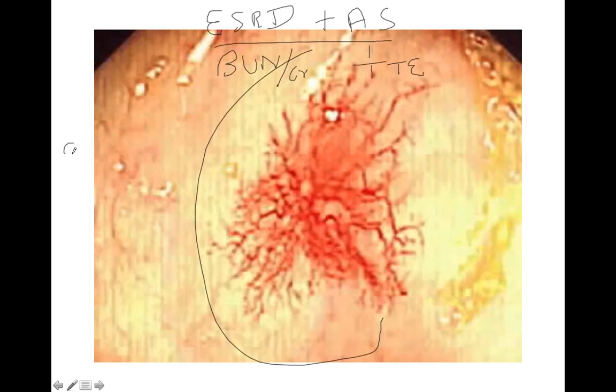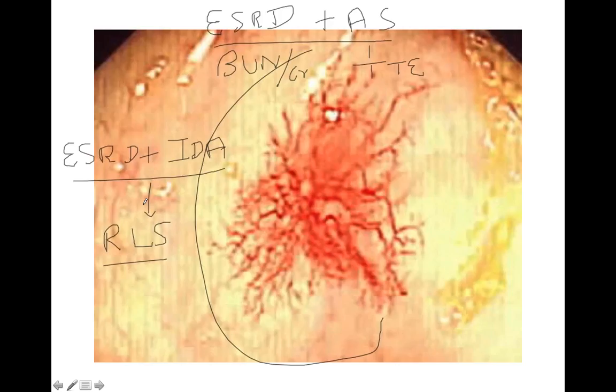End-stage renal disease plus iron deficiency anemia, it is associated with which disease? Can you tell me? Any idea? It is restless leg syndrome. So end-stage renal disease plus aortic stenosis is angiodysplasia, and renal failure plus iron deficiency anemia is restless leg syndrome. That is neurology stuff. This way you should be able to correlate the things.